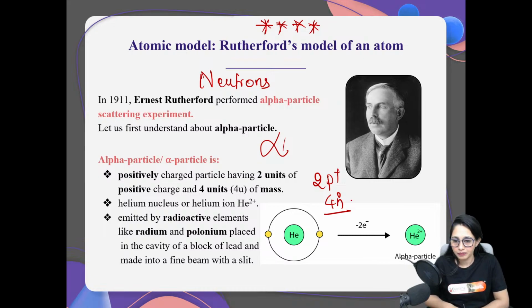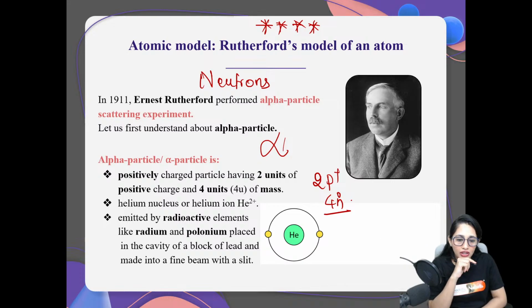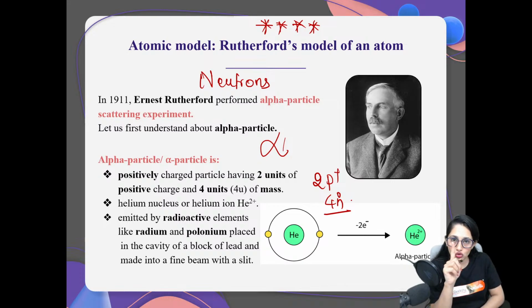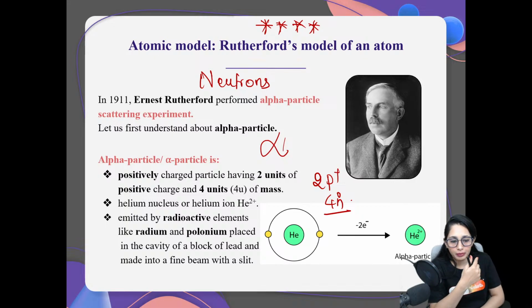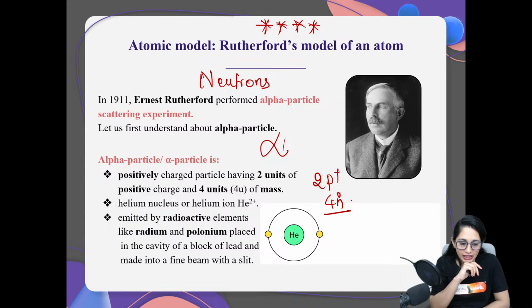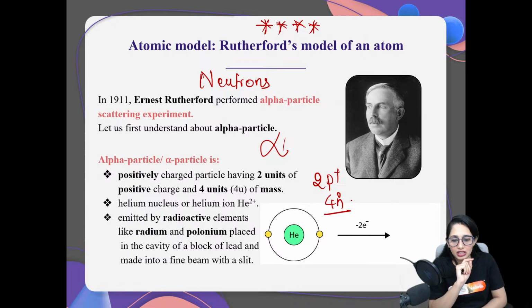Of course, helium, right? If you remove 2 electrons from a helium atom, that itself is the alpha particle, the helium nucleus or helium 2 plus. 2 plus means 2 electrons are removed. It is emitted by radioactive elements like radium and polonium, placed in the cavity of a block of lead and made into a fine beam with a slit.